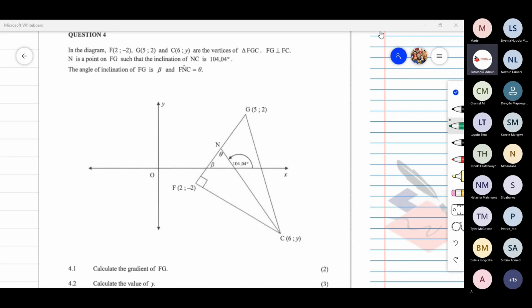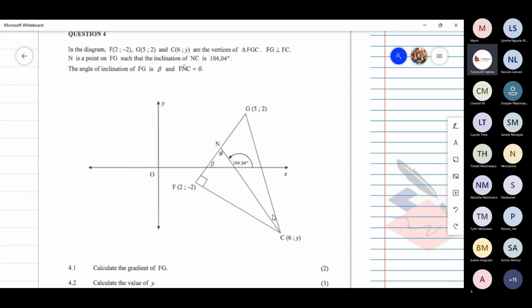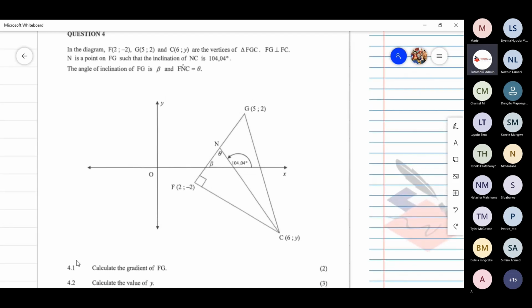Okay, let us proceed. So our last statement states the angle of inclination of FG is beta and FNC is equal to theta. So as you can see, we are dealing with three different angles. We have the angle of 104.04, we have the angle of theta, and we have the angle of beta. And if you look, point F is an angle of 90 degrees because those two lines are perpendicular to one another. Now, 4.1, calculate the gradient of FG.